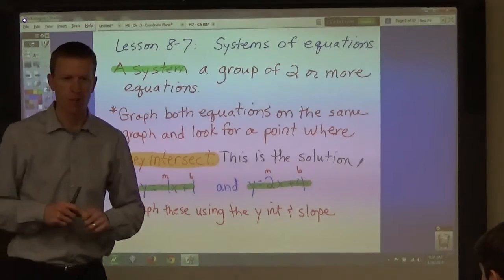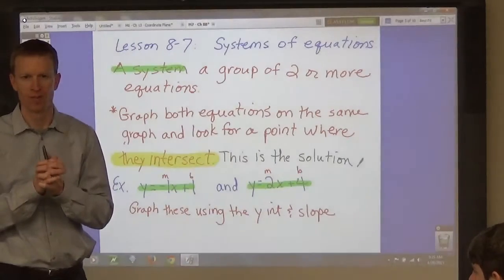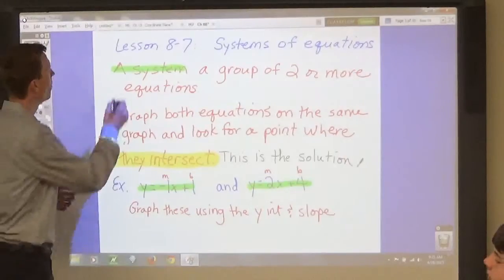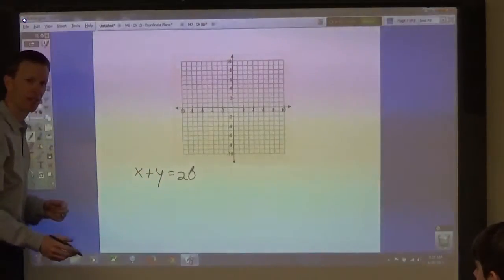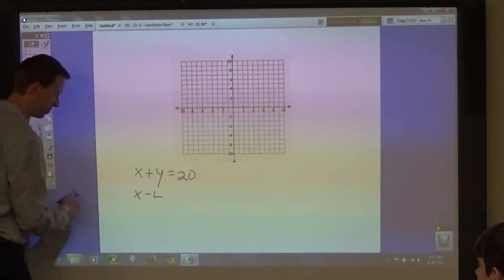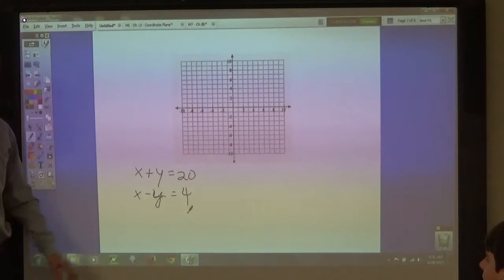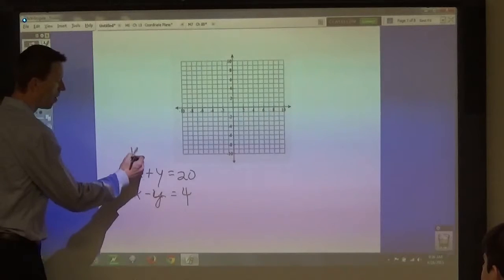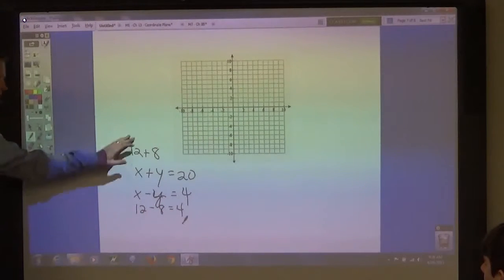It's kind of like if you have two numbers that have a sum of 20 and a difference of 4. If you were to write that out, that would be x plus y equals 20 and x minus y equals 4, right? And could you find a solution for this, meaning a set of numbers? 12 and 8. 12 plus 8 equals 20, and 12 minus 8 equals 4. We just solved this system of equations.